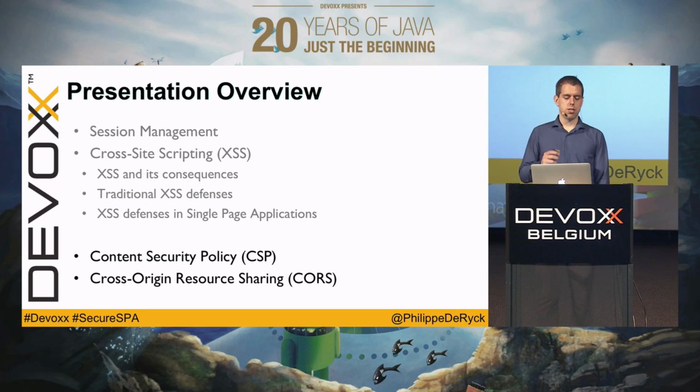That's essentially cross-site scripting. The built-in defenses have been covered. We're going to have a small break now, and after the break, I'm going to talk about content security policy, which also prevents the harm of cross-site scripting, and about CORS, which allows you to share an API across origins.